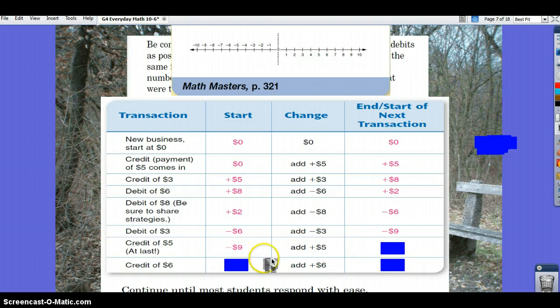Whew, finally, I got a credit of $5. So I'm going to add $5 back into my account, which leaves me at a negative 4, which doesn't seem quite as bad. So the next day, I start at that negative 4. And again, hooray! I add another $6 back in. So I'm starting now to have a positive balance once again of $2.